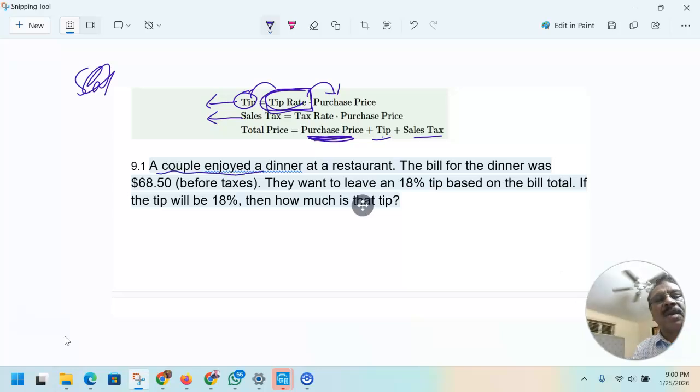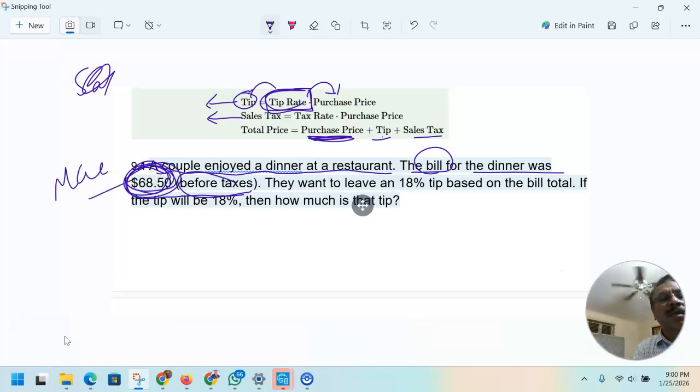This is a nice example. A couple is enjoying dinner at the restaurant. This was the bill before tax. Be careful. This is the bill, this is the main number. The tax is not done yet. They want to leave an 18% tip based on the bill. So this means you're going to do the tip first.